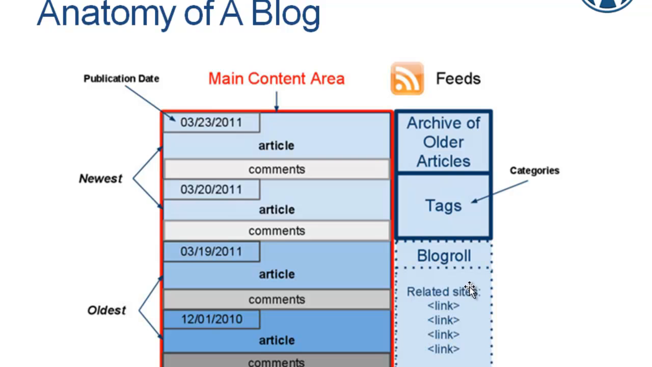So under the tags, you might have a blogroll, and that's just a list of sites that the blog writer found interesting or related, usually third-party websites.